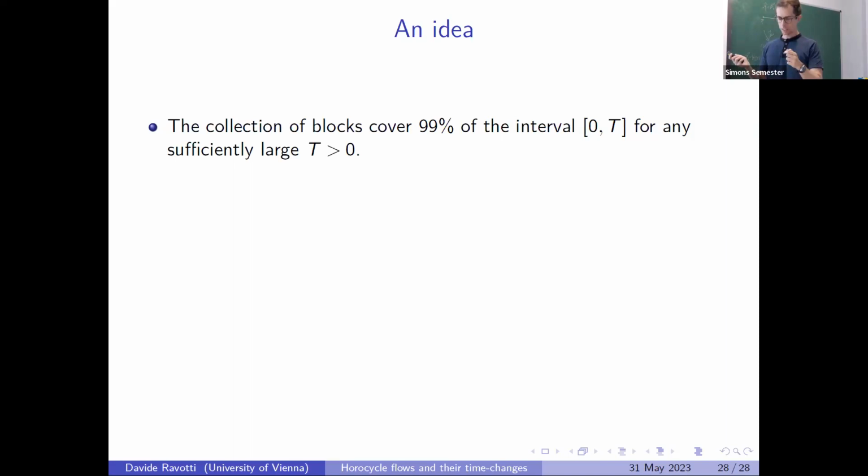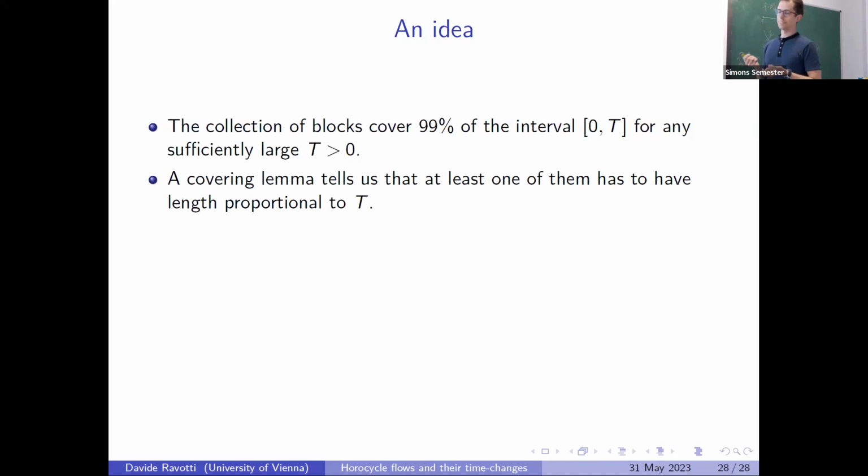These blocks cover a lot, and they cannot be too close together. You have to do a covering lemma, but it's more of a combinatorial argument that tells you that this can happen only if one of these blocks was actually large itself. You cannot have a lot of short blocks that cover 99% of the intervals and are also far apart from each other. This hopefully intuitively makes sense. So what you actually find is that there has to be one interval that was actually very long, of a length proportional to the capital T that you fixed.